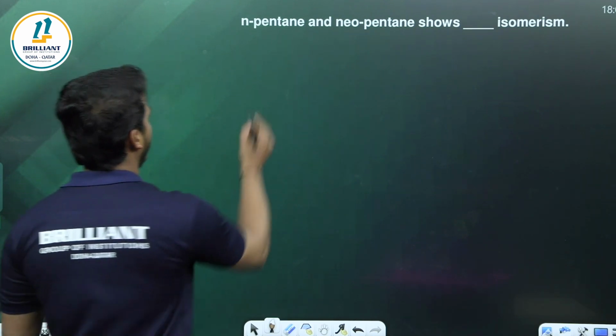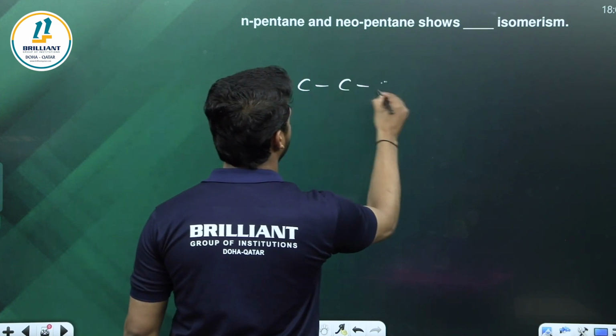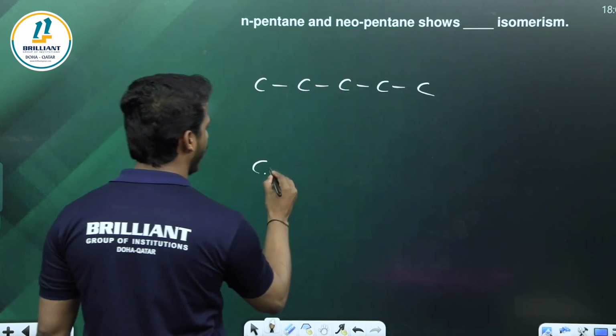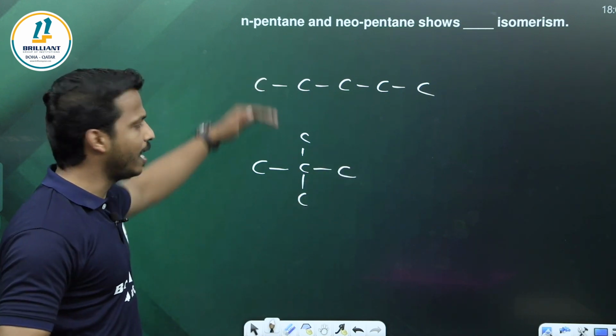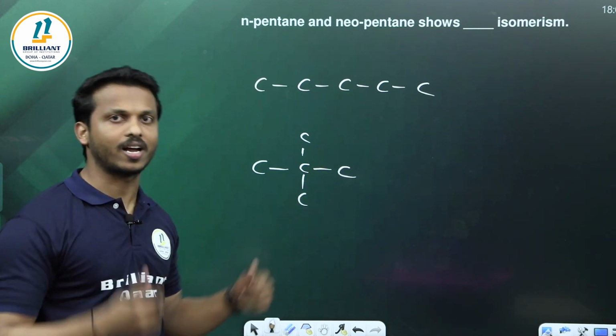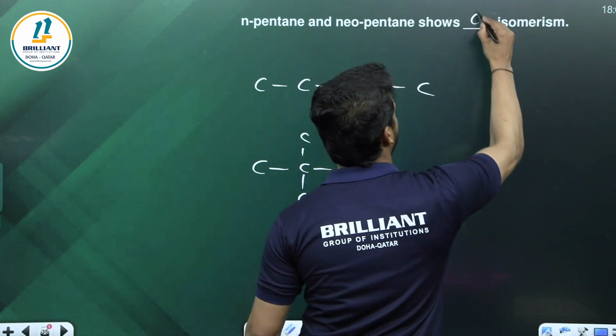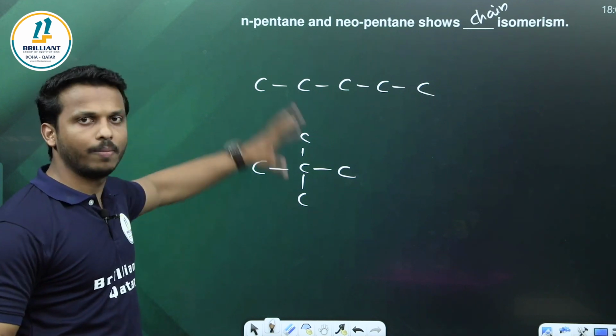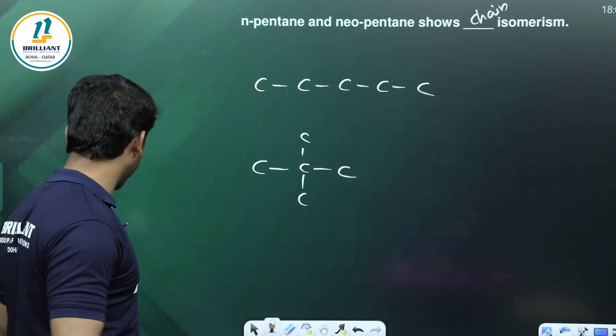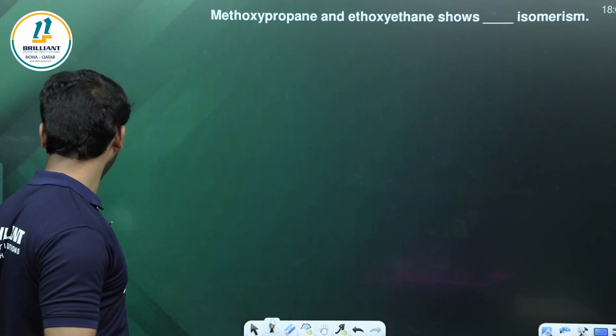Next, n-pentane. What is n-pentane? All carbons are in a straight chain. What is neopentane? Neopentane means 2,2-dimethyl propane. See, they all have the same formula, but their carbon chains are different. What type of isomerism? They show chain isomerism. Hydrocarbons basically show chain isomerism. Same formula, different carbon chain.